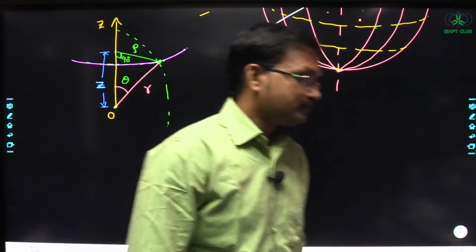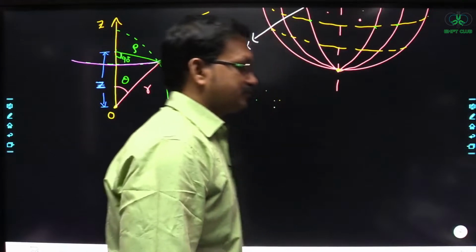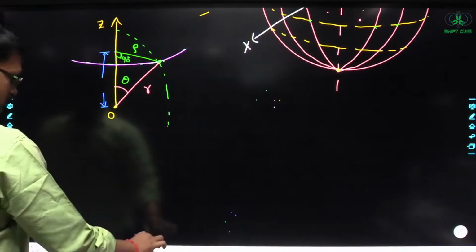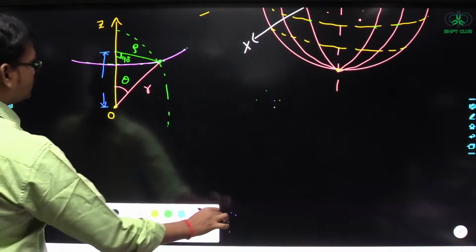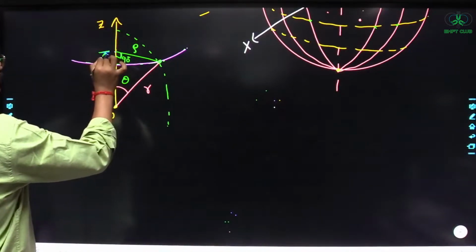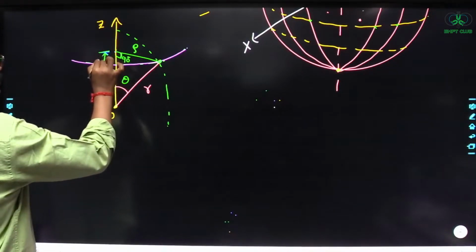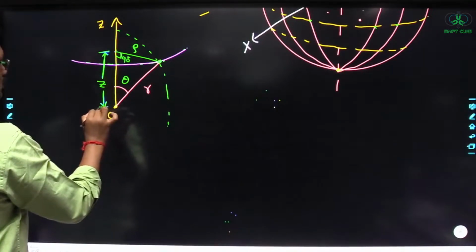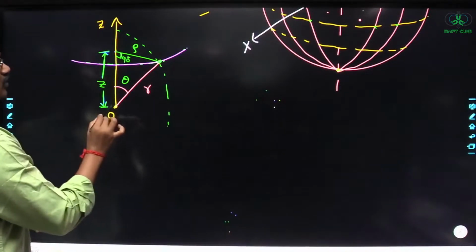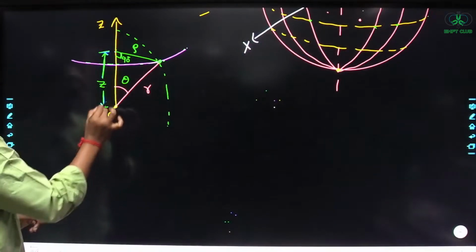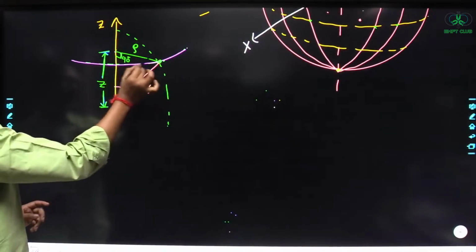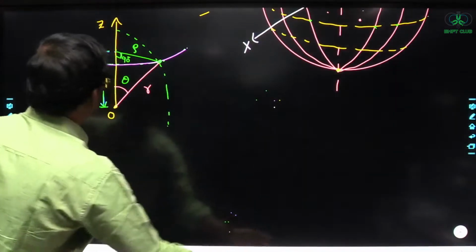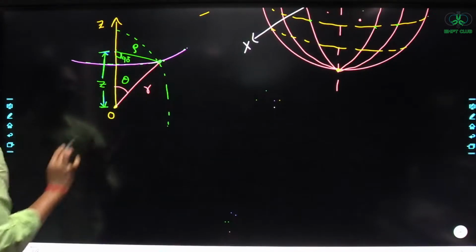So the distance from here to here is z, let us say. Here we are getting a right angle triangle like this, yes or no? This is the opposite side, and this is the adjacent side, and this is the hypotenuse.